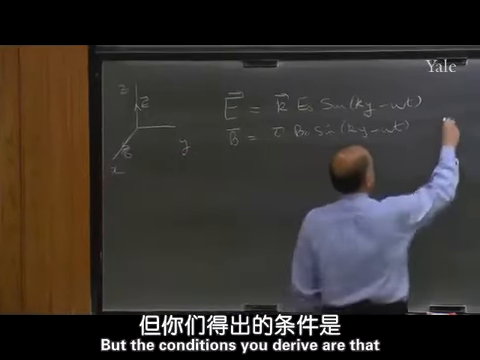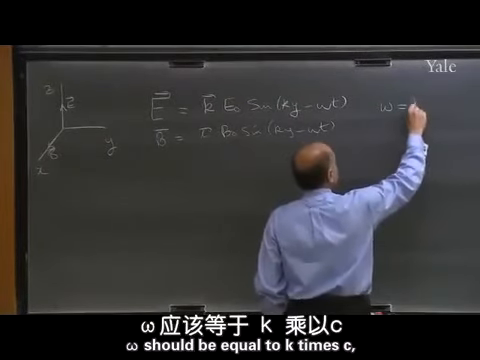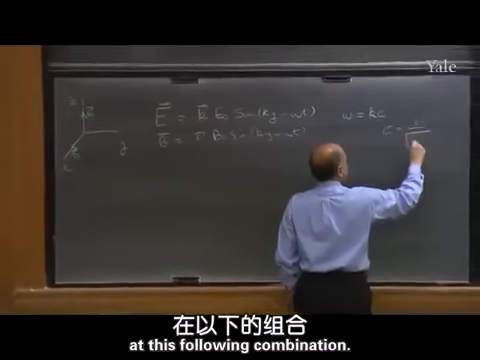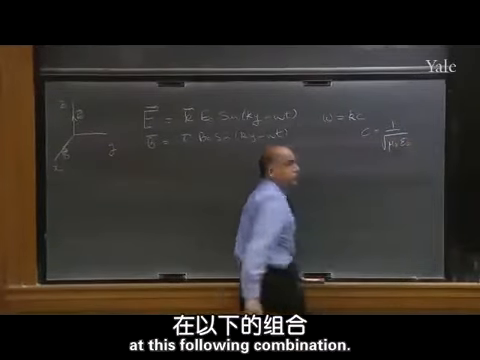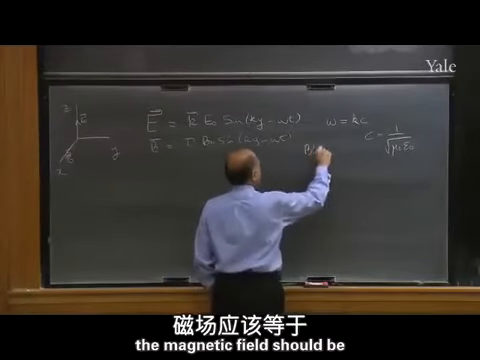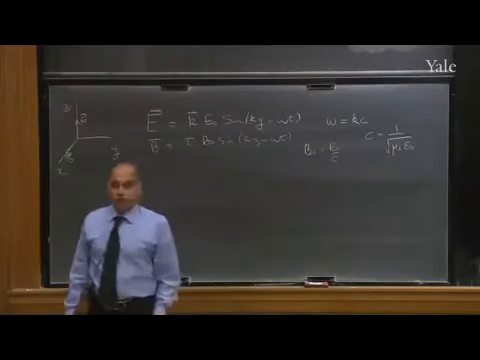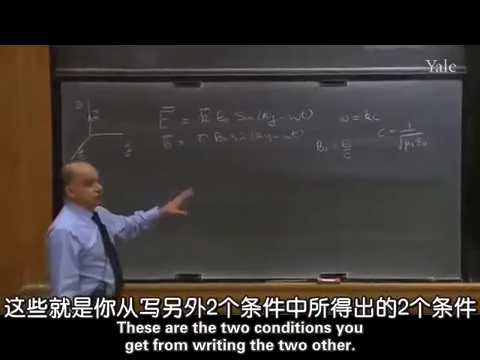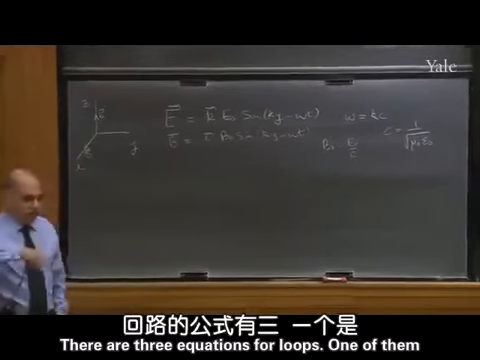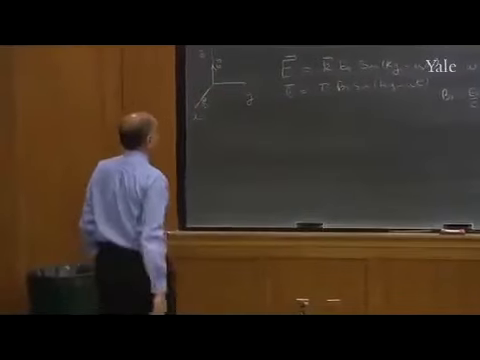But the conditions you derive are that omega should be equal to k times c. And remember, the velocity of light emerged as this following combination. Then you will find the magnetic field should be the electric field divided by c. These are the two conditions you get from writing the two other equations. There are three equations for loops. One of them is trivially satisfied, 0 equal to 0. The others give you this.